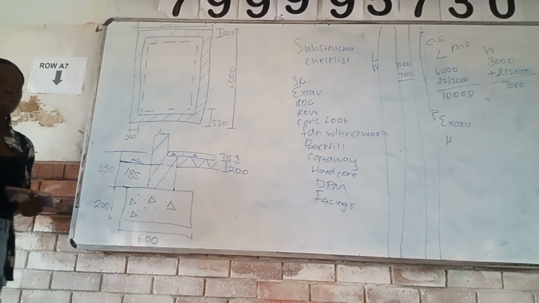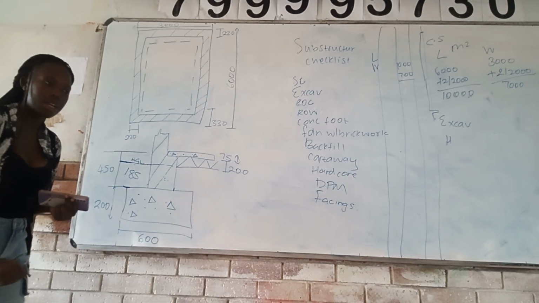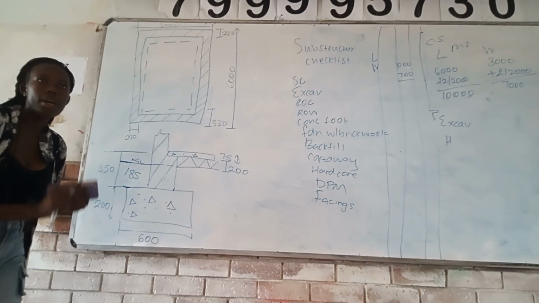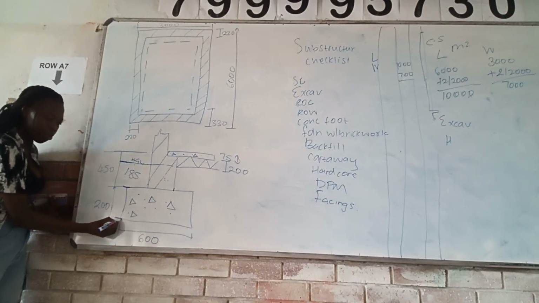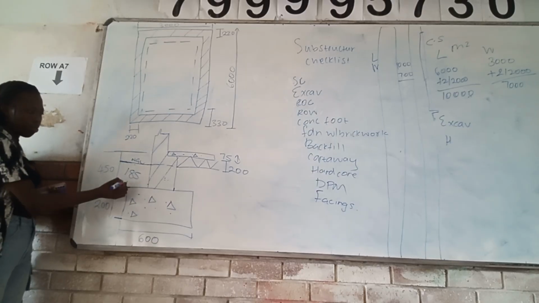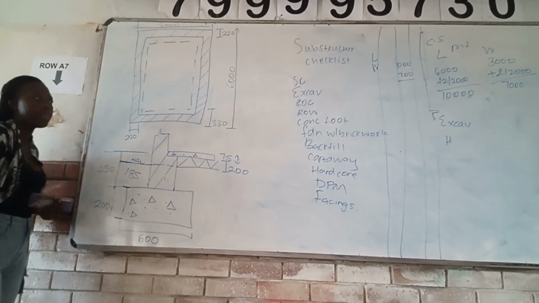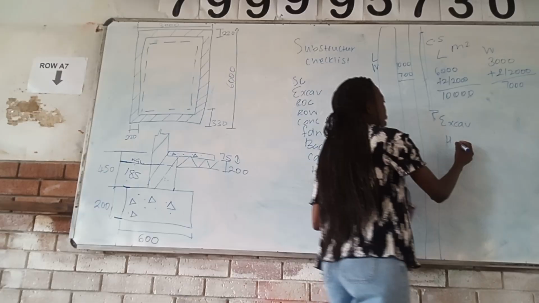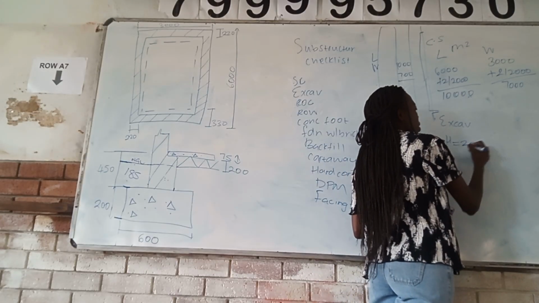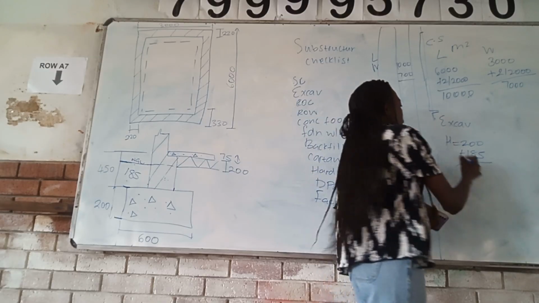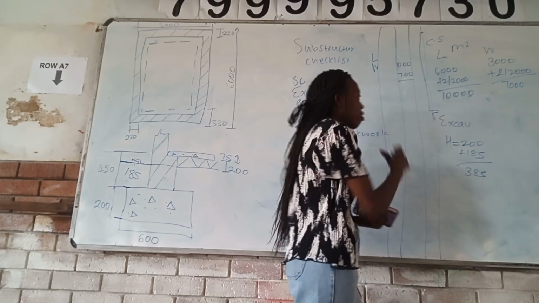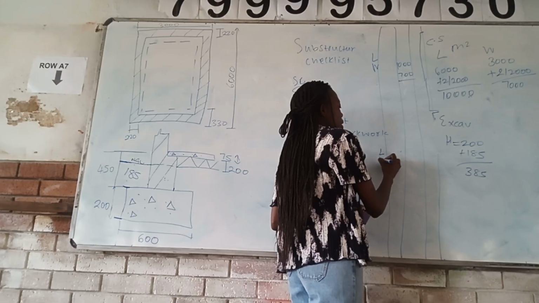And excavation, remember after site clearance, we have not yet put concrete, we have not yet put anything again. So it means that it is before the concrete, right? So it's going to be 185 plus 200. Our height is going to be 200 plus 185. What does it give us? 385. And then the formula to write here is length, width, height.